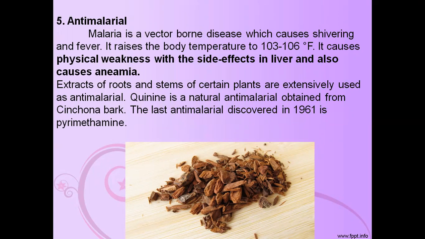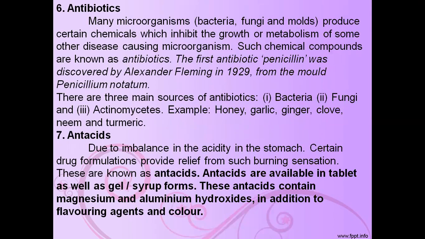Okay, the next one is antibiotics. Many microorganisms such as bacteria, fungi, and molds produce certain chemicals which inhibit the growth or metabolism of some other disease-causing microorganisms. Such chemical compounds are known as antibiotics. The first antibiotic is penicillin. Penicillin was discovered by Alexander Fleming in 1929. Okay.